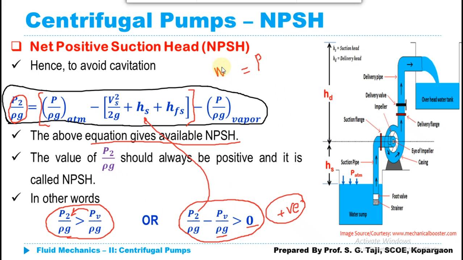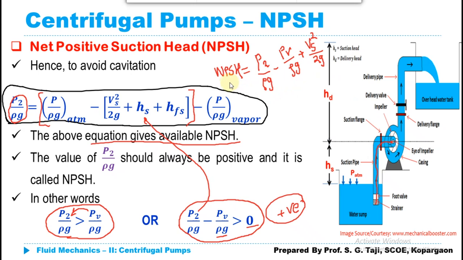Sometimes the expression of this NPSH is written in the form of, let's say, P2 upon rho g minus PV upon rho g, that is vapor pressure, plus velocity head at the impeller, because whenever my water is coming through this pipe, at that time it will have a certain velocity at the eye of the impeller that should get added.